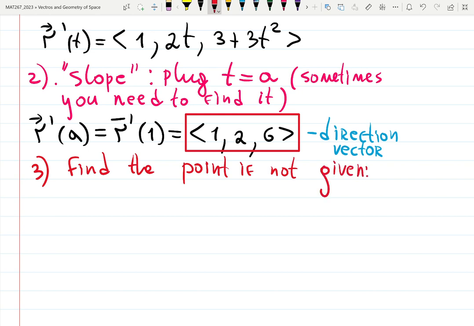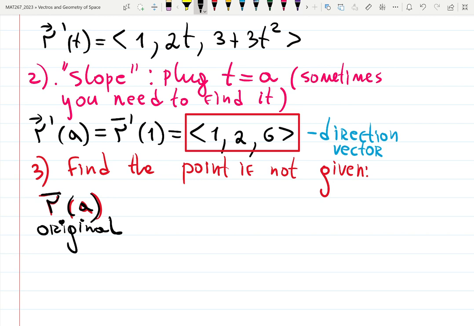The point is R original. Do you see it's original, not prime anymore? R at A. So we're plugging into original. This is exactly what we did in Calculus 1. You probably don't see it, because you're tired right now, and because it was a long time ago. But the steps are exactly the same as in Calculus 1.